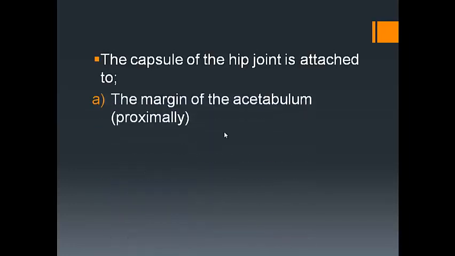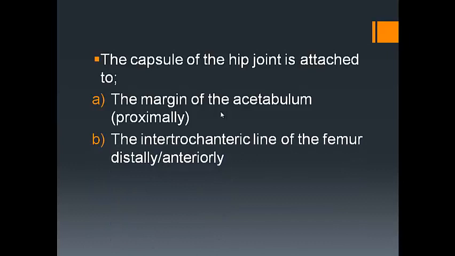It is attached to the margin of the acetabulum proximally. So remember, when we talk about proximal and distal, we talk about closeness to the axial skeleton and closeness to the body. Okay, so its proximal attachment is the margin of the acetabulum. Its distal attachment is going to be with the femur, and it has an anterior distal attachment and a posterior distal attachment. So anteriorly, on the distal end, it's attached to the intertrochanteric line.